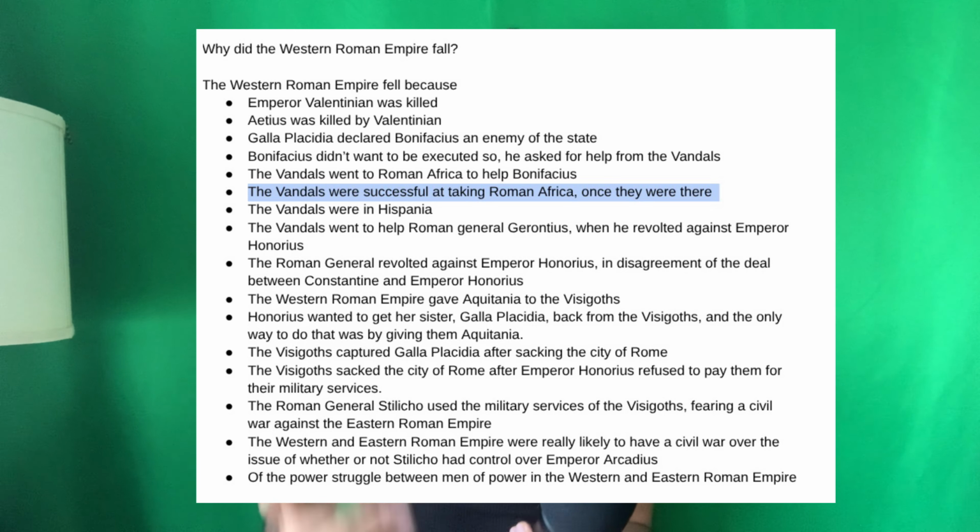The reason the Western Roman Empire fell is because the Vandals were successful in taking Roman Africa once they were there. This is one of those things that, again, is pretty obvious. The Vandals were successful at taking Africa. So Bonifacius pretty much was pardoned. Galla Placidia declares Bonifacius an enemy of the state, Bonifacius asks the Vandals for help, and the Vandals go to Africa to help Bonifacius.